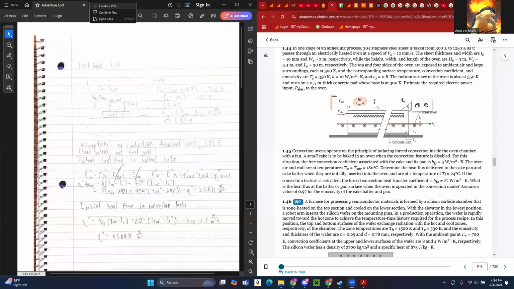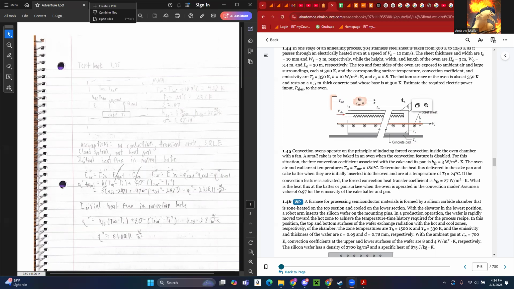Hello, everyone. Here we have problem 1.45 in the Fundamentals of Mass and Heat Transfer textbook. In this problem, it talks about how a convection oven operates on the principle of creating a higher convection coefficient to more efficiently and quickly bake something.